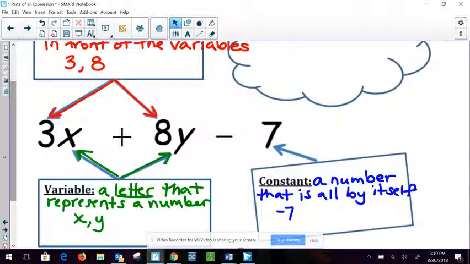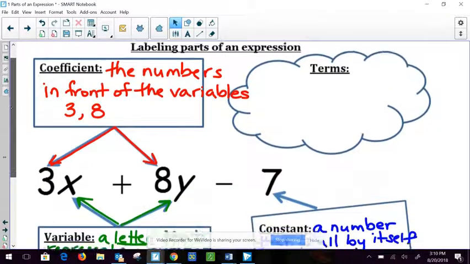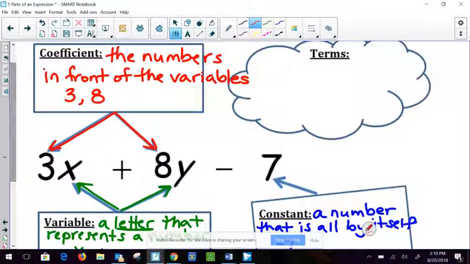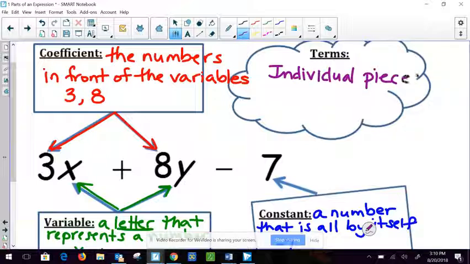Our final term that we're going to discuss are the terms. It's great saying that word over and over, but you need to have a good understanding of where that term comes from. The terms are the individual pieces separated by plus, minus, or equal signs.